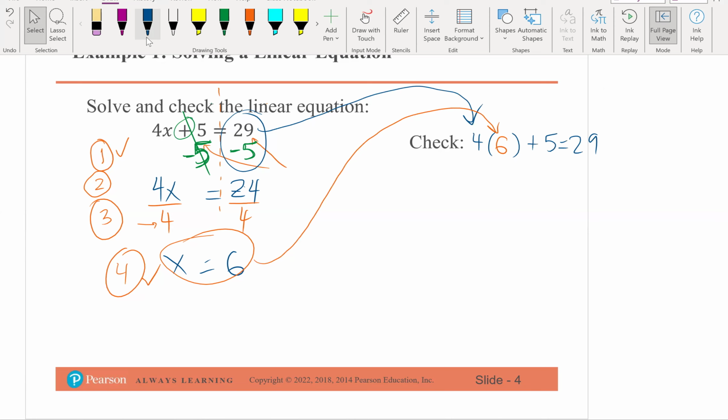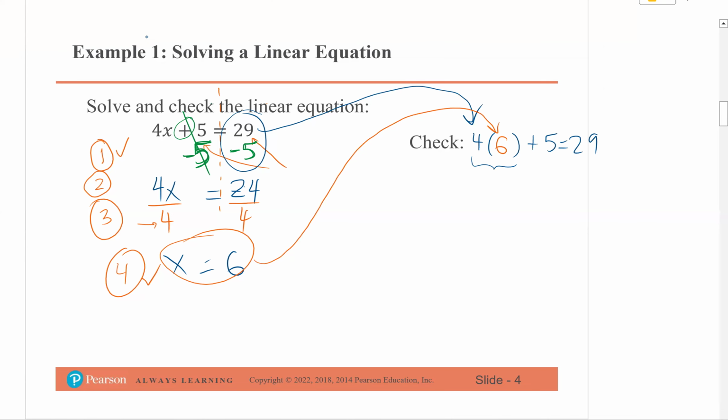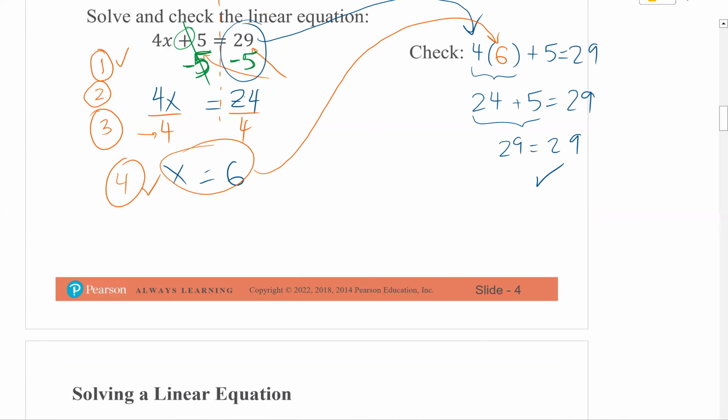So, okay, let's see. I'm going to multiply these two together. 4 times 6 is 24, plus 5 is 29. That's true, right? 24 plus 5 is 29. Yes, that's a true statement. Check. So that means x equals 6 must be the solution.